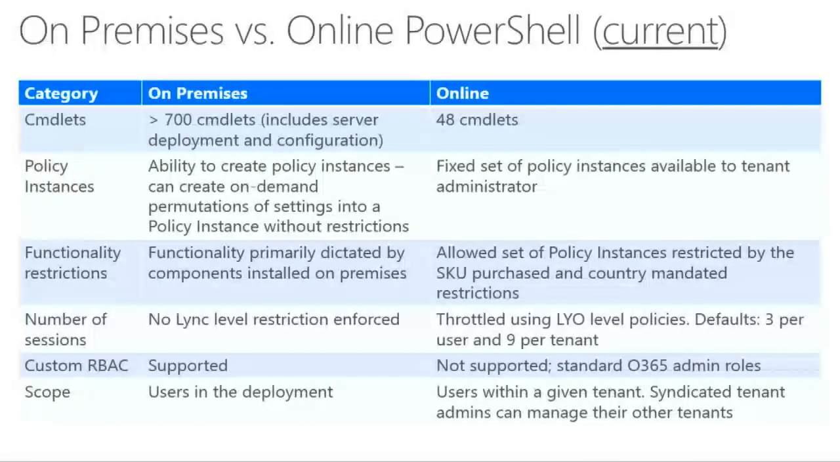Functionality restriction. The functionality that a particular user experiences in the on-premises world is just controlled by the components installed. In the online world, the functionality, the experience that the user gets with the Lync server product is controlled by which policy the user has. And the policy instance that the user can have is controlled by two things. One is the SKU that the user purchased, and the second thing is country mandated restrictions. So we honor both in the Lync Online world.